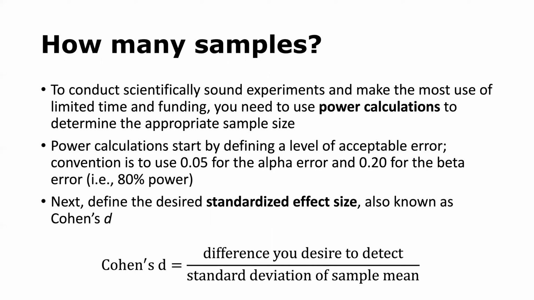Power calculations start by defining your level of acceptable error. So we typically use 0.05 for the alpha error and 0.2 for the beta error, which is the same thing as using 80% statistical power. The next thing we need to do is define the desired standardized effect size. This is also known as Cohen's d. So what this means is this is the difference that you want to detect in your sample, and divide that by the standard deviation of our sample mean.